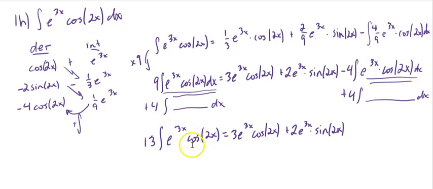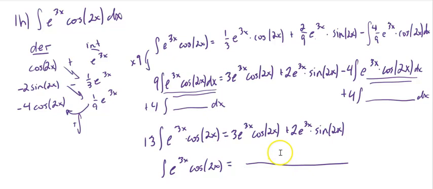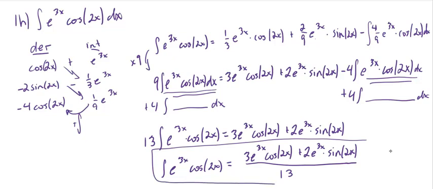And then my last step is I just want to solve for this integral, so I just divide by 13. So I get the integral of e to the 3x cosine of 2x equals a fraction bar, and on top, let's see if I can paste again. Paste. Yeah, look at that. I get the exact same thing again over 13. And that is my answer, plus C.